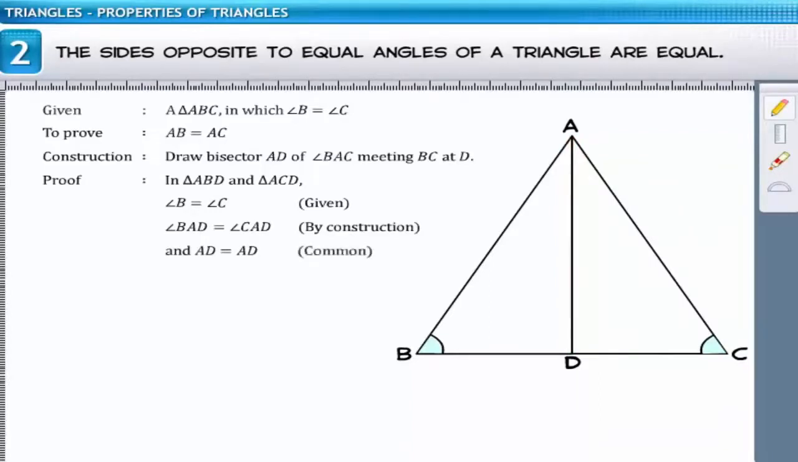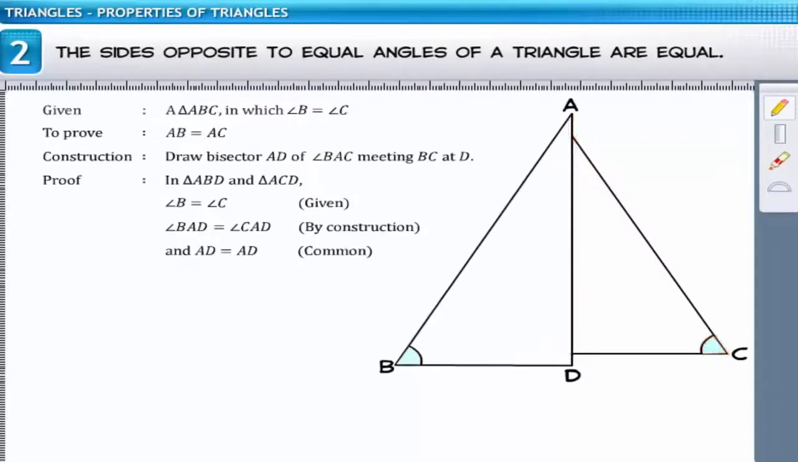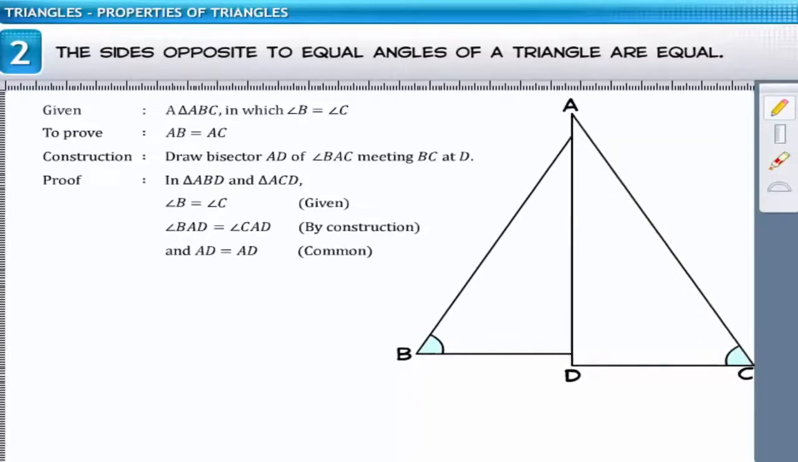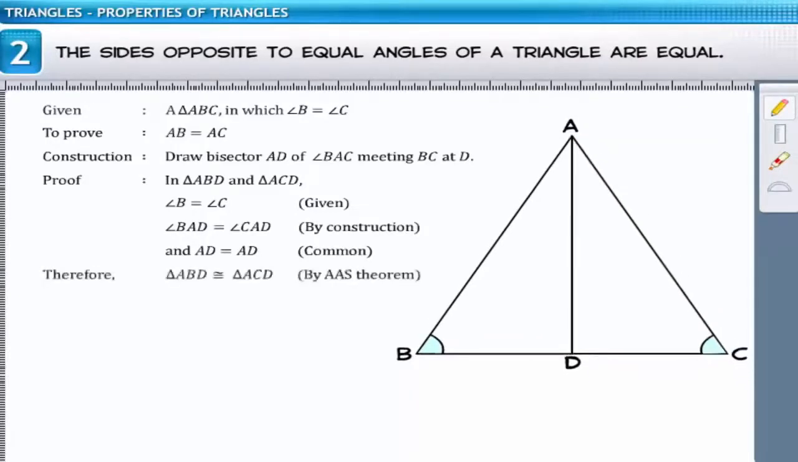Now, as we know, by the AAS criterion, if two angles and one side of one triangle equals two angles and one side of the other triangle, then the two triangles are congruent. Thus, triangle ABD is congruent to triangle ACD. And since corresponding parts of congruent triangles are equal, side AB is equal to side AC.